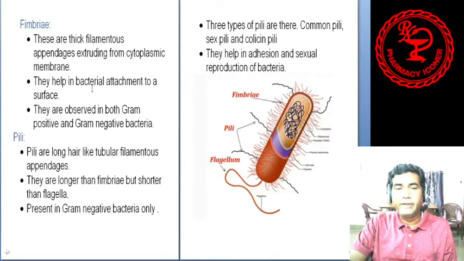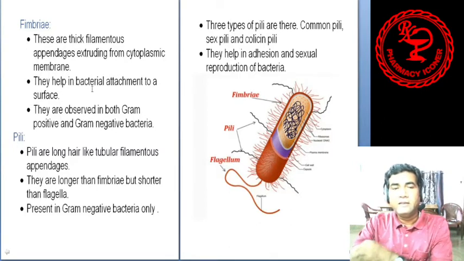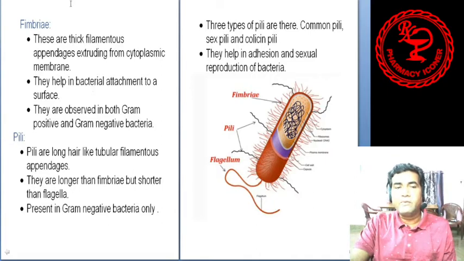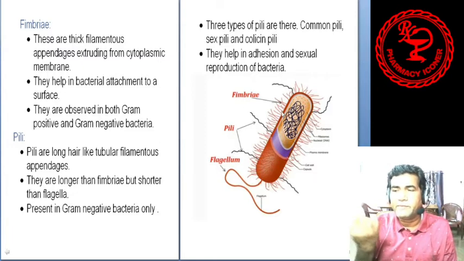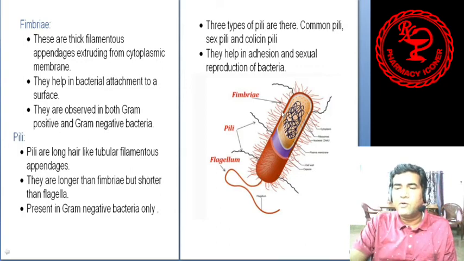Next is fimbriae. Fimbriae are thick filamentous appendages extruding from the cytoplasmic membrane. This is flagella and this is fimbriae. They help in bacterial attachment to a surface. The bacteria have some spike-like formation. This is the fimbriae, and they are observed in both gram-positive and gram-negative bacteria.